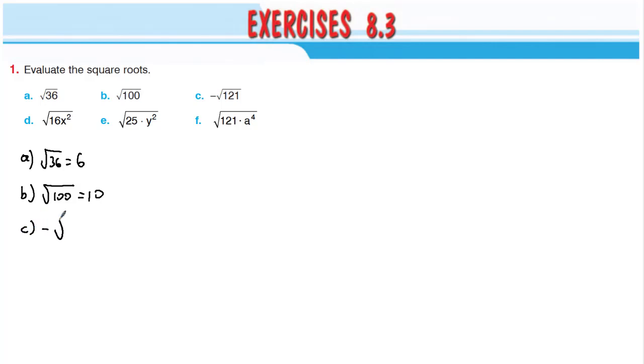Under C, we get negative square root of 121. So we copy the sign negative. Now square root of 121 is just 11.